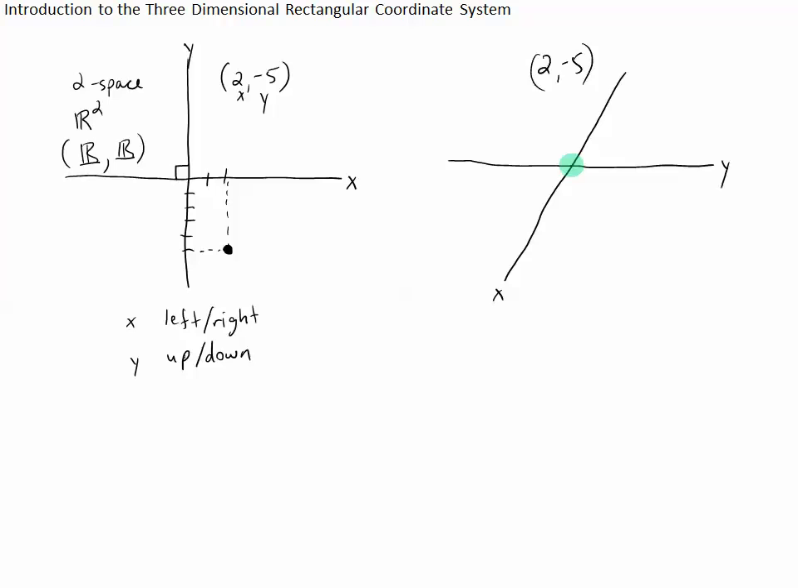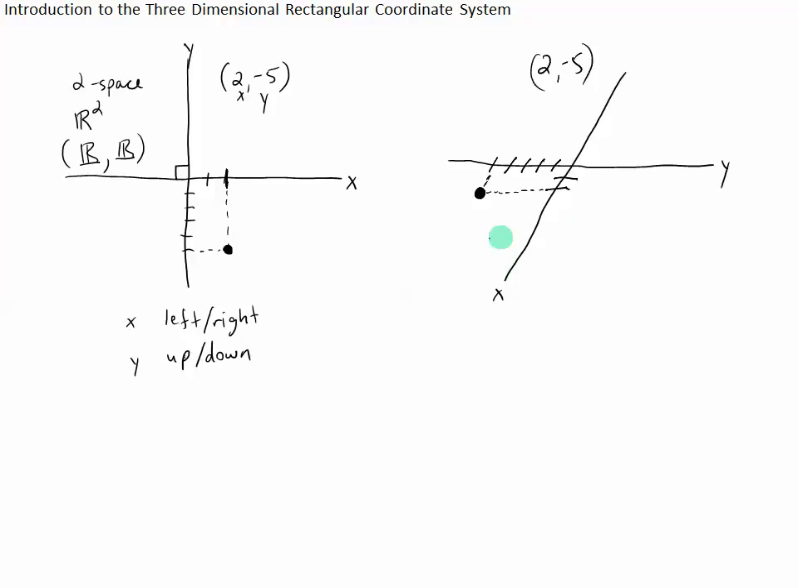So I still go positive 2 in the x direction. My tick marks now are parallel to the y-axis, you see? Just like over here, my tick marks were parallel to the y-axis. And then I go negative 5 on the y-axis, so that's this way, and my tick marks are parallel to the x-axis. And I do the same thing, I make a grid, and I keep my grid parallel to my axes, and my point 2, negative 5 is now there. Okay? So that's the idea of taking the two-dimensional plane and putting it in three dimensions, laying it flat.